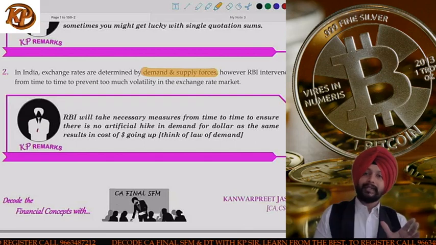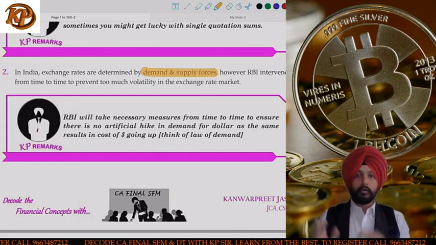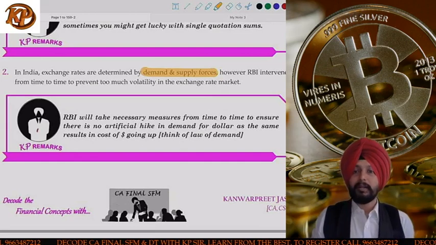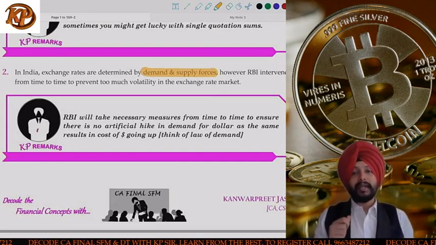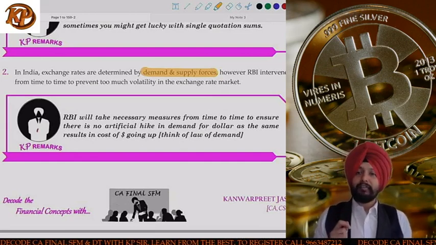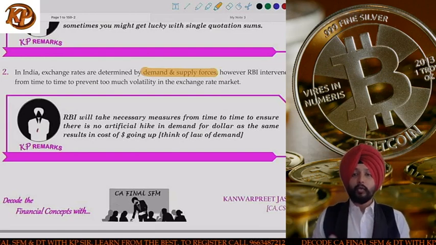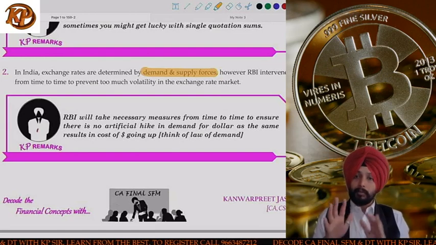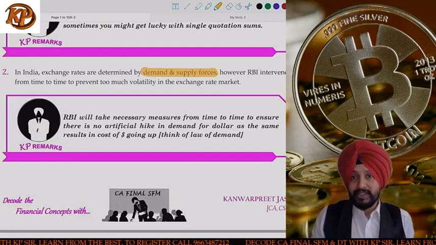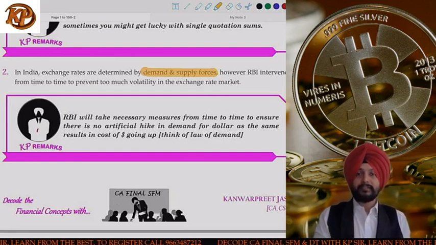RBI cannot directly change the quotation because the currency quotations are determined by demand and supply. But what RBI can do is, from time to time, introduce certain measures which can put some control on dollar appreciation against the rupee. So please give some examples.